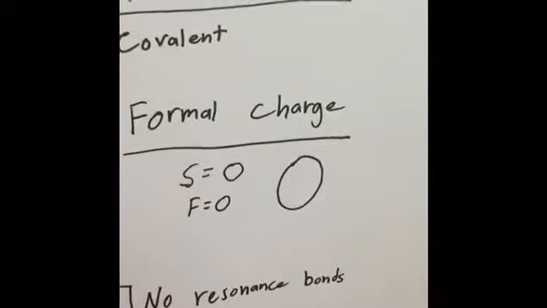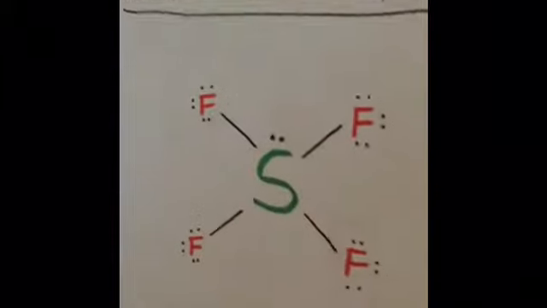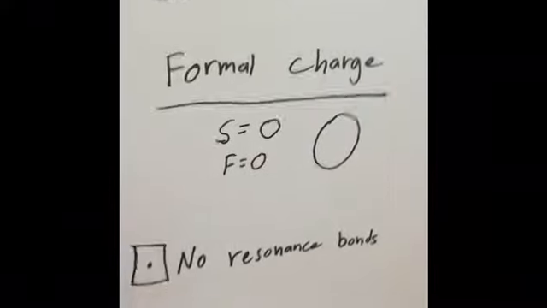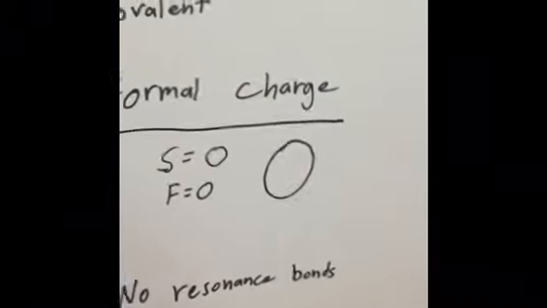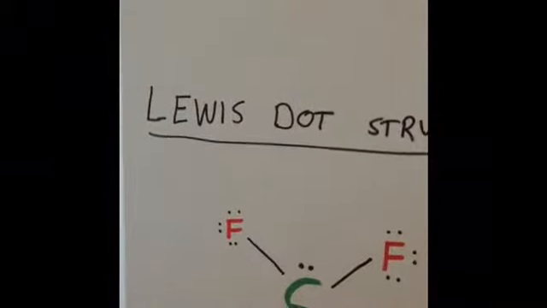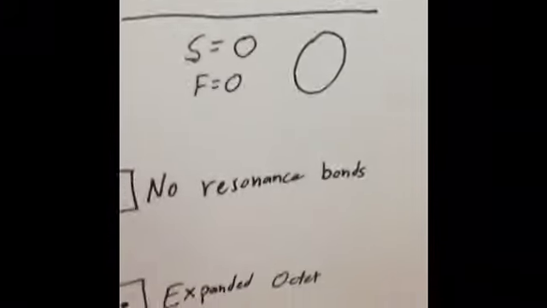Fluorine will have 7 valence electrons, but because there are 4 of them, you need to multiply by 4. So 7 times 4 is 28. Then you subtract the number of bonds, which is 4, so you come to 24. Then the number of nonbonding electrons, 6 here, 6 here, 6 here, 6 here, which is 24. And 24 minus 24 is 0, so the formal charge is 0.